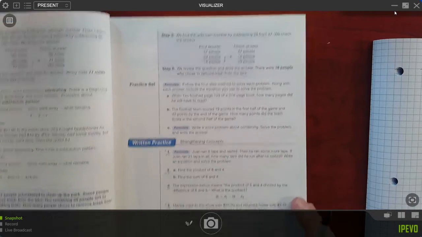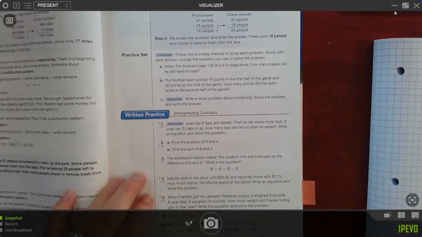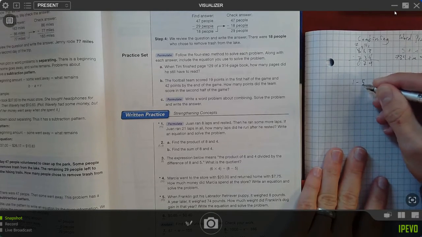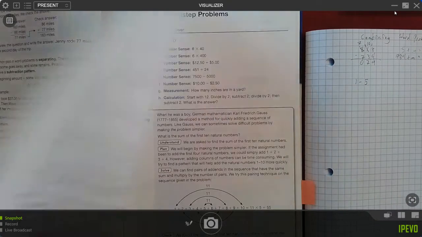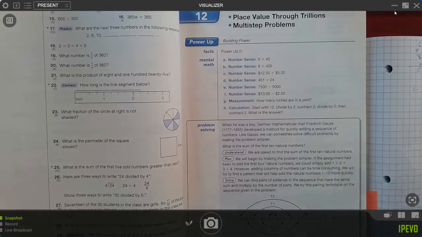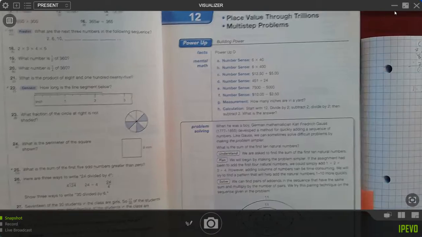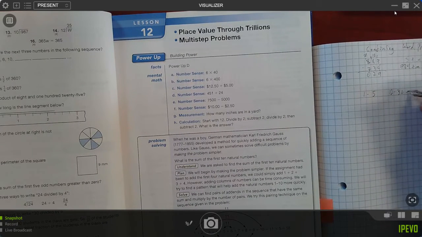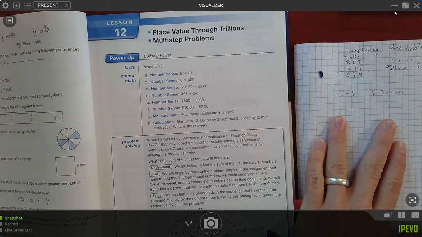For your written practice, I want you guys to do 1 through 5, and then also we'll do 12 through 30 even. Okay, 1 through 5 and 12 through 30 even. Okay, so that's the written practice.